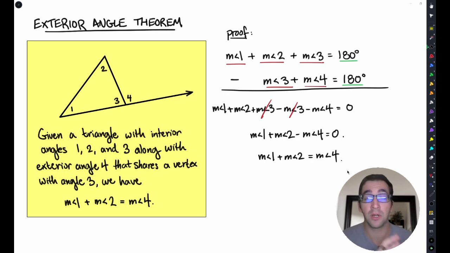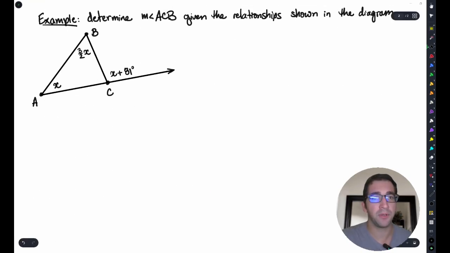That is, the measure of angle 4 plus the measure of angle 3 is also going to be 180 degrees. So now let's use this fact that we've justified the exterior angle theorem to answer a question. In this example, it says determine the measure of angle ABC given the relationship shown in the diagram. In this diagram, we can see that angle A over here is labeled as x, angle B is labeled as 3/2 x, and angle C over here is labeled as x plus 81 degrees.